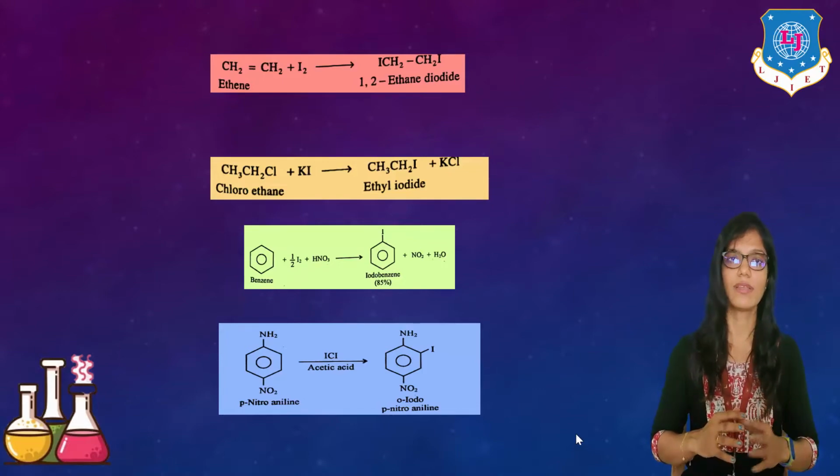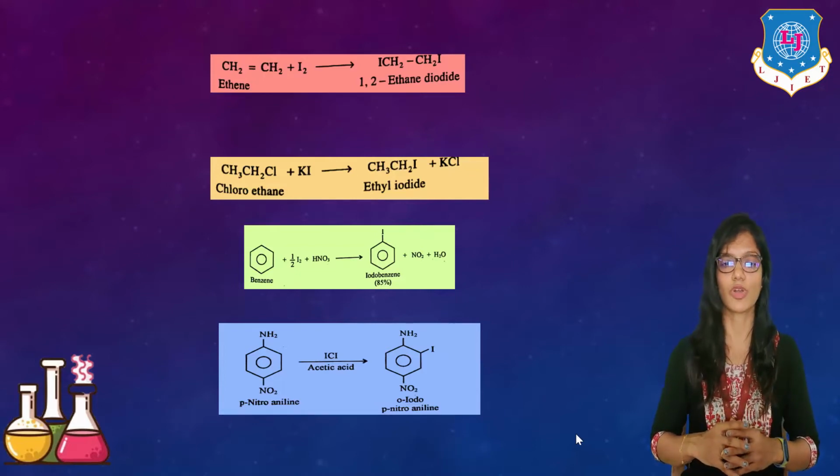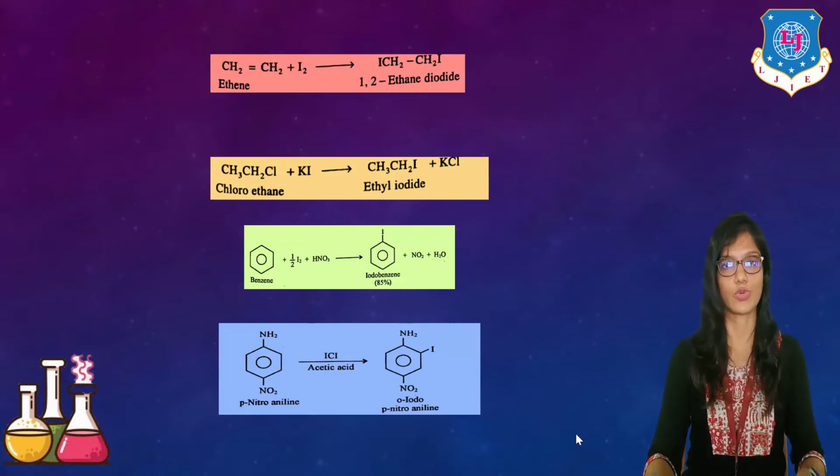We have benzene, which reacts with 1/2 I2 plus HNO3 and converts itself into iodobenzene. It's basically an 85% product. And para-nitroaniline reacts with acetic acid and ICl. At that time it will convert into ortho-iodo-para-nitroaniline.